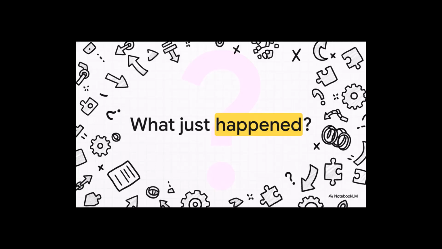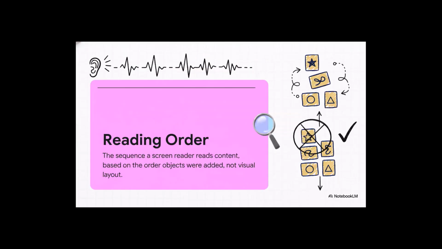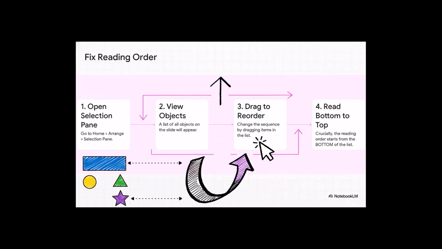Well, that is what happens when a slide that looks perfectly fine to us has a totally broken reading order. And here's the thing you absolutely have to understand. A screen reader doesn't see your beautiful layout. It doesn't care where you put things. It reads the objects on the slide in the order you added them. So if you add the title, then an image, then go back and add the subtitle, you get that jumbled mess we just heard. The fix, though, is actually pretty simple.